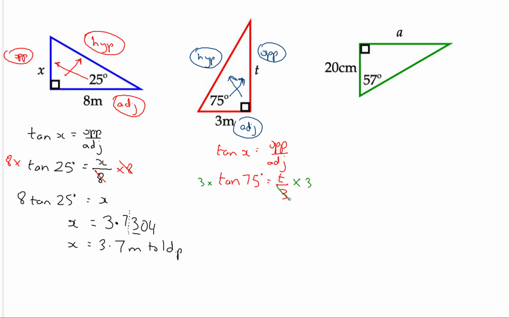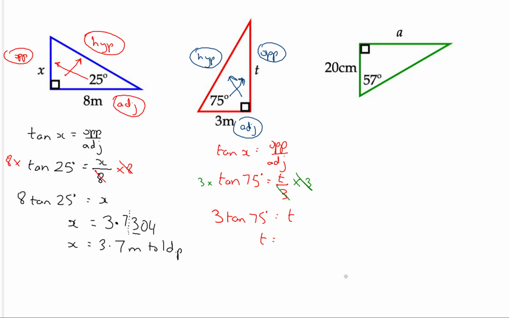Because then the divide by 3 cancels with the multiply by 3 there, and that leaves us with our letter t on its own. That's exactly what we want. So on the left hand side we've got 3 times tan 75 equals, on the right hand side we've just got the letter t. Perfect.